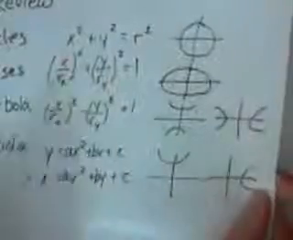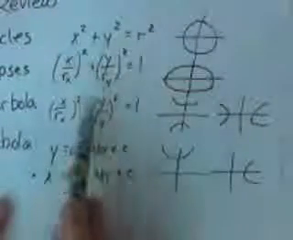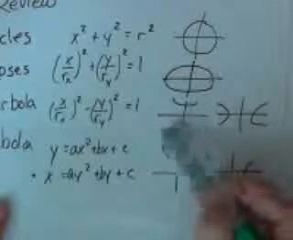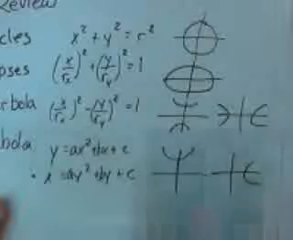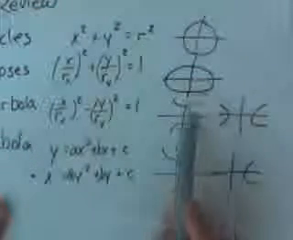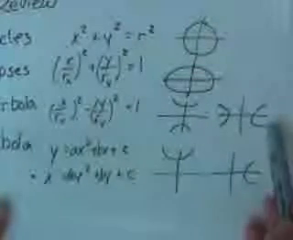And we can also have a hyperbola, which looks a lot like an ellipse, but instead of a plus sign, the hyperbola has a minus sign. Hyperbolas can open up and down, or left and right, depending on which of these is positive. If x is positive, it's going to open up and down. If y is positive, it's going to open left and right.